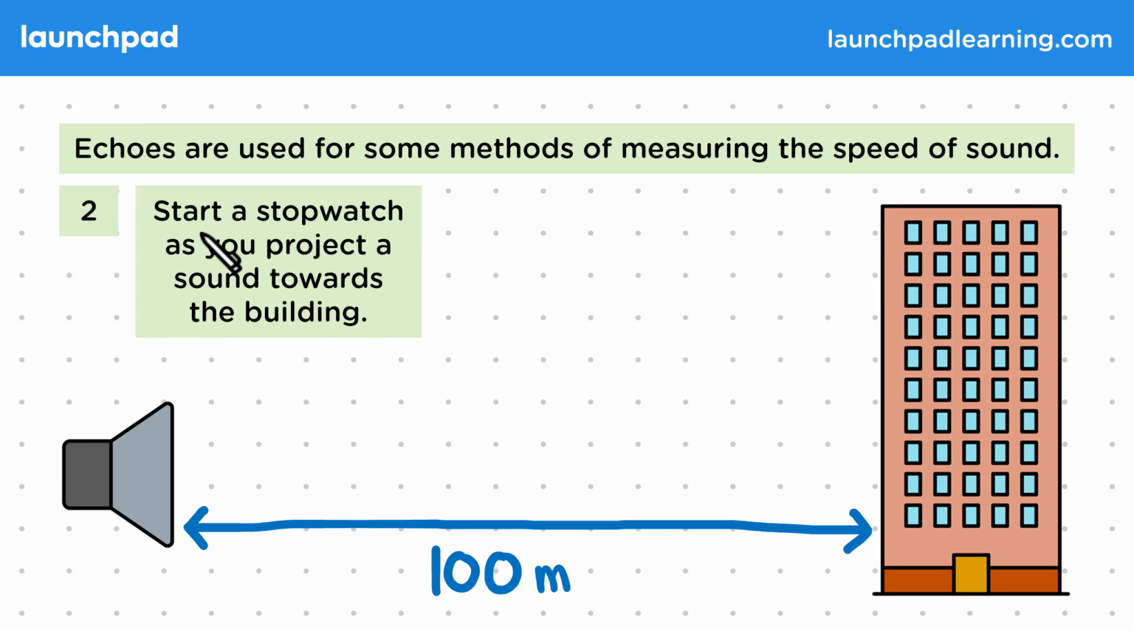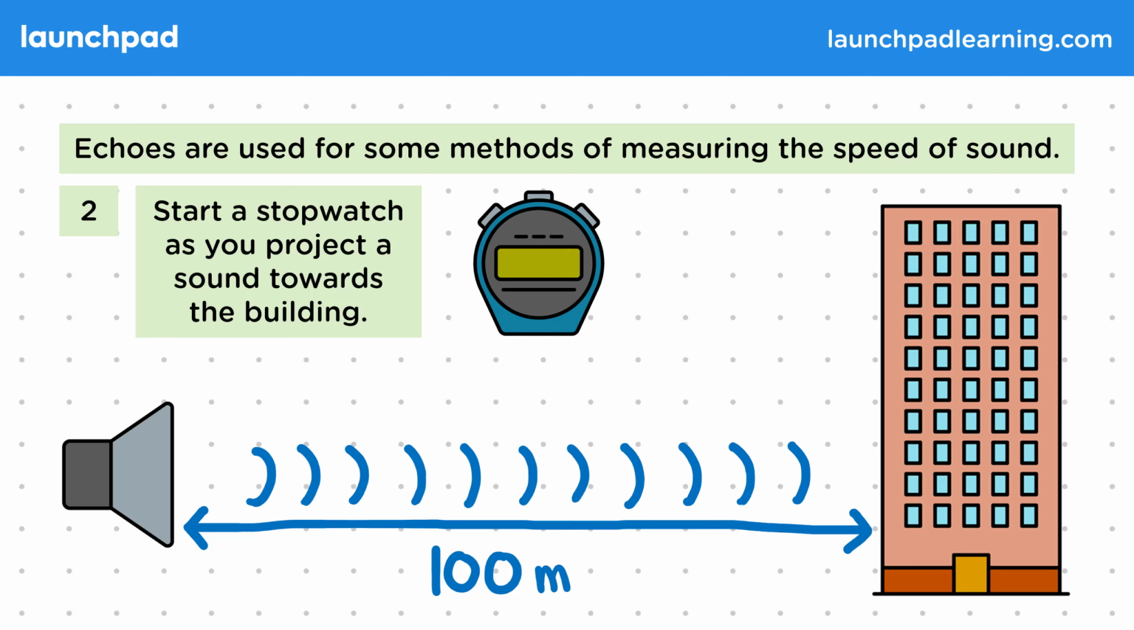In step 2, start a stopwatch as you project a sound towards the building. So we could be yelling in the direction of the building or using an air horn or a speaker if we want to try and get a louder noise. Either way, we need to send a sound wave towards the building and start a stopwatch as we do so.